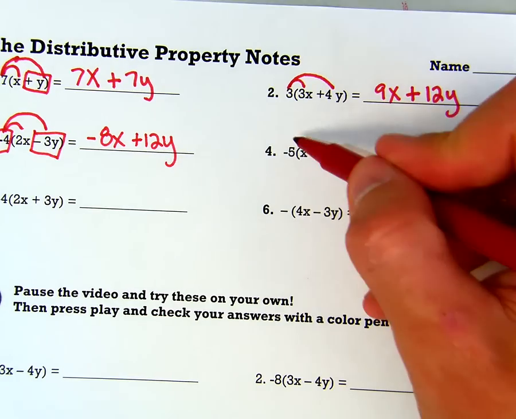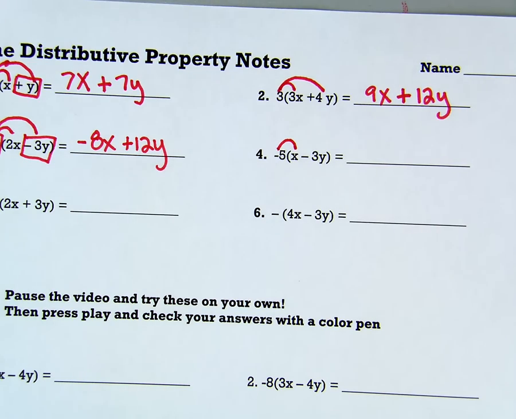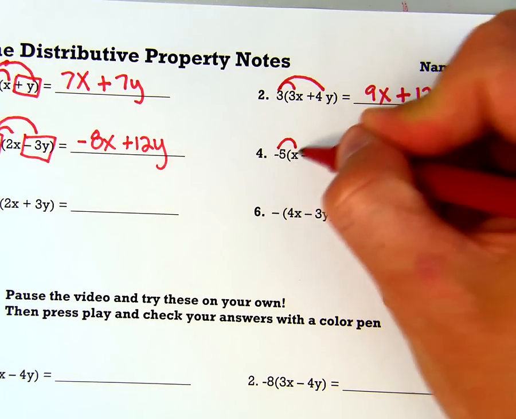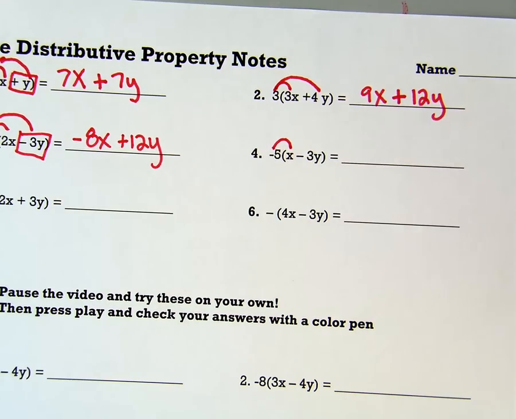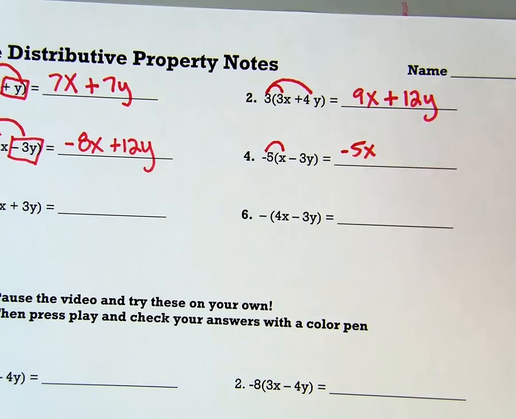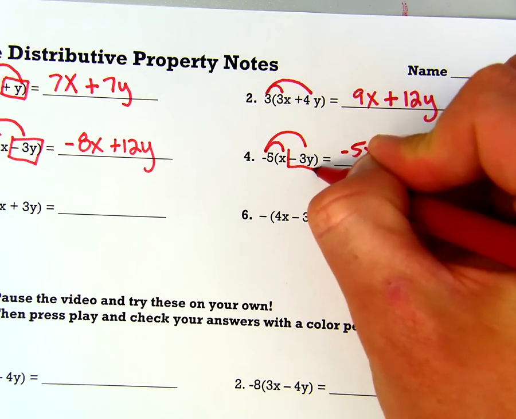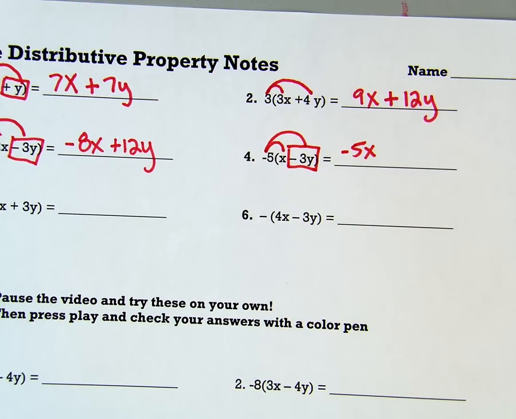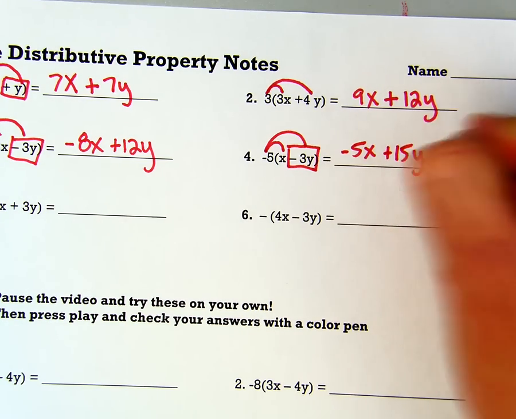Number 4, negative 5 times x. The reason I'm combining my x and my number is, if you think about how many x's are actually here, because there's no number in front of them, there's actually 1 there. So I'm technically doing negative 5 times 1. Negative 5 times 1 is negative 5, and then I attach my x. So negative 5x. I'm going to do negative 5 times, make sure I include the symbol in front, a negative 3. So negative 5 times negative 3 is a plus 15y.